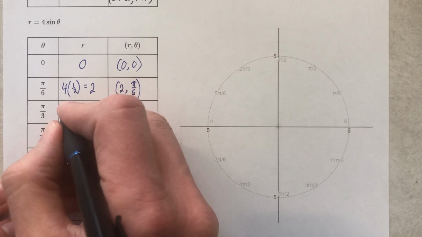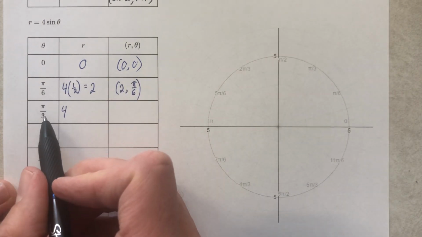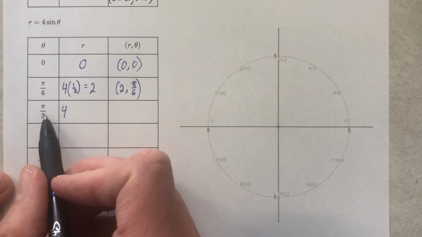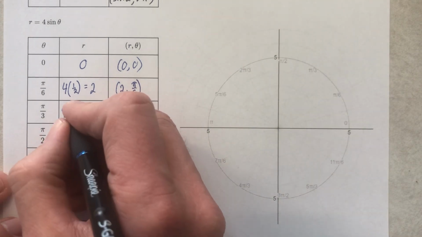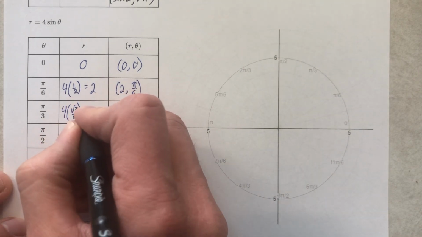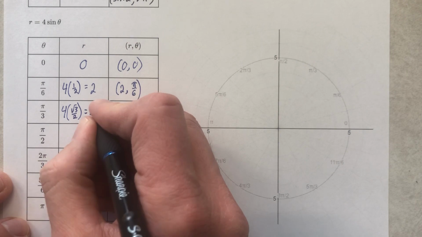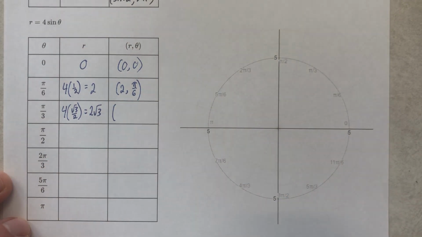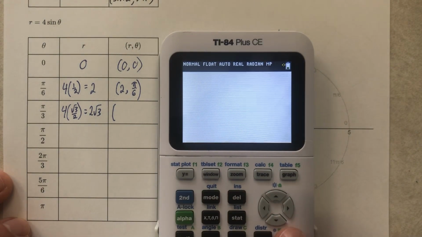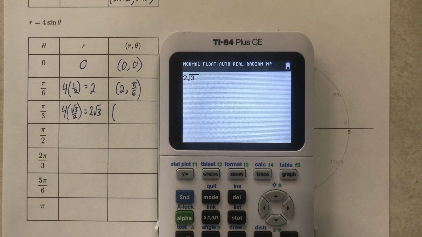All right, we need 4 times sine of pi over 3. Pi over 3 sine would give me square root of 3 over 2, which is going to give me 2 square root of 3. And as a decimal, I'm going to go ahead and do that now. 2 square root of 3 is 3.464. Yes!